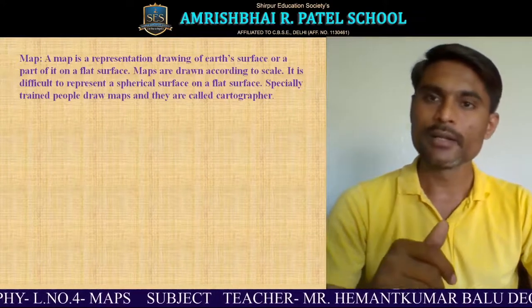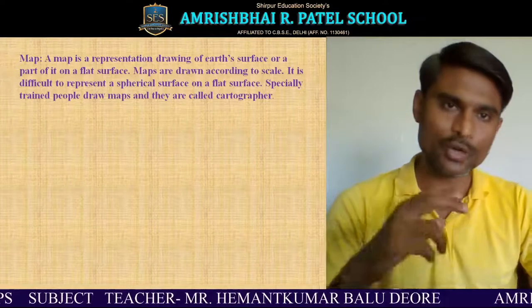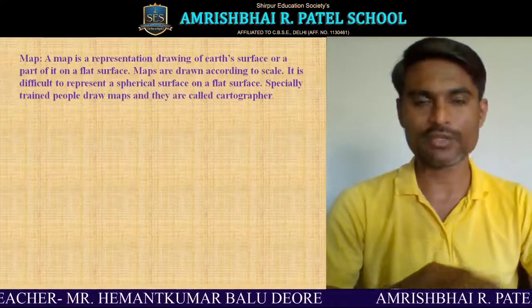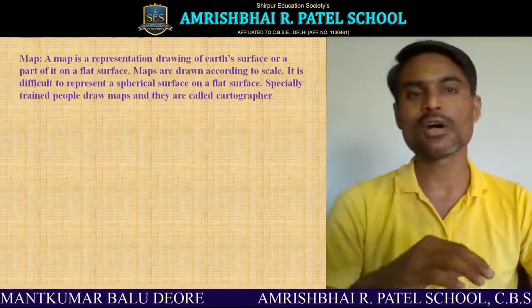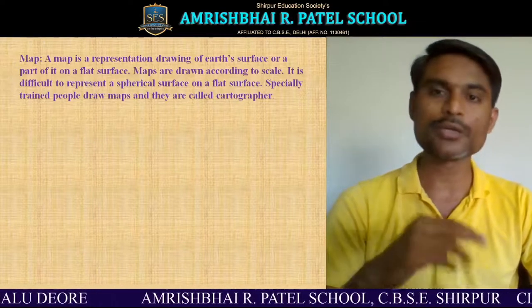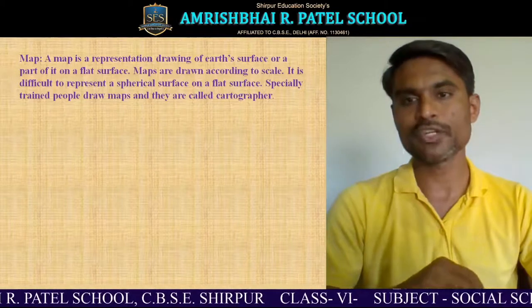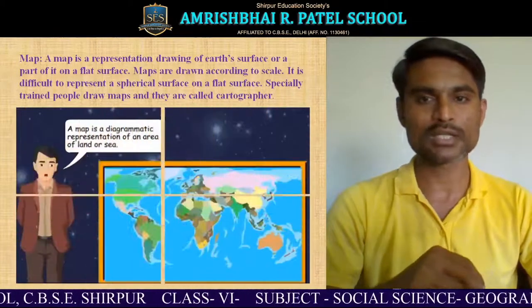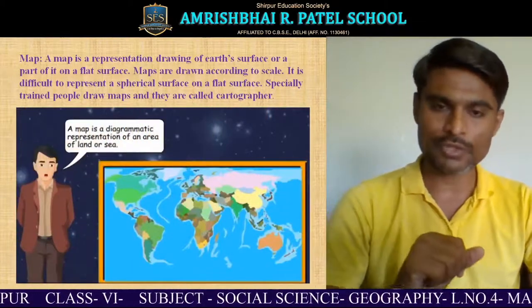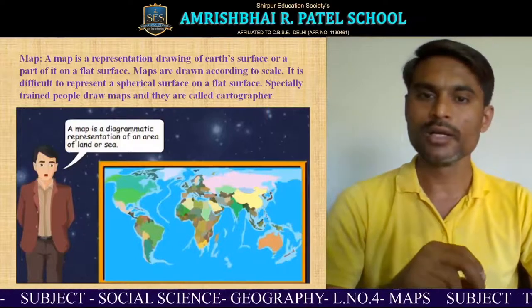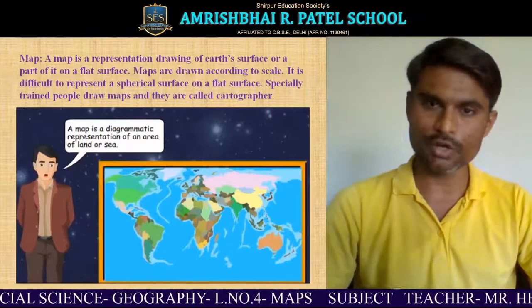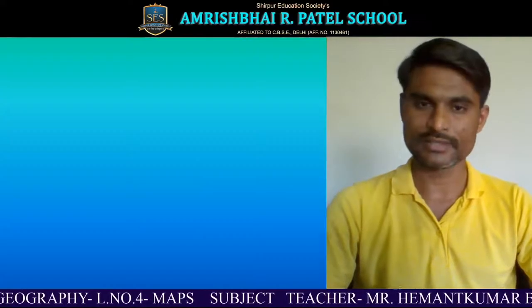Let's learn once again. A map is a representation drawing of earth surface or a part of it on a flat surface. Maps are drawn according to scale. It is difficult to represent a spherical surface on a flat surface. Specially trained people draw maps and they are called cartographers. Again, one more definition is coming here. Map is a diagrammatic representation of an area of land or sea.